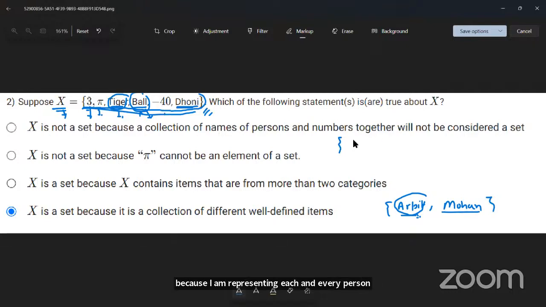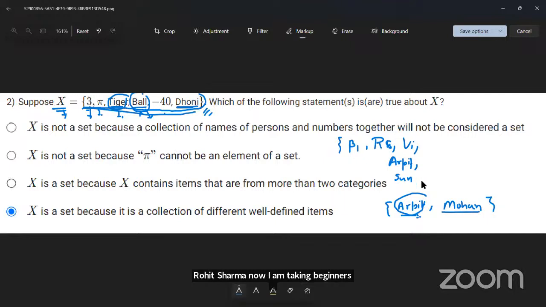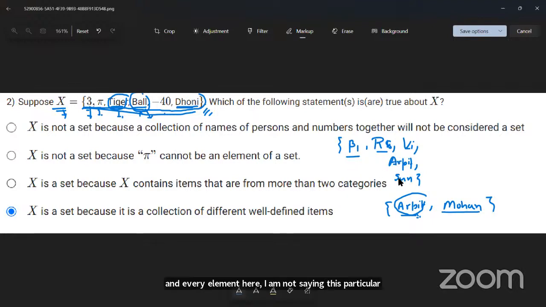If I take beta 1, and then I take Rohit Sharma, this is just a representation. Now I am taking Vignesh here. Now I am taking myself, Arpit. Now I am taking Sun. But I am representing each and every element here. I am explaining about each and every element here. I am not saying this particular thing is there. So understood? Here I am defining my set by its elements.